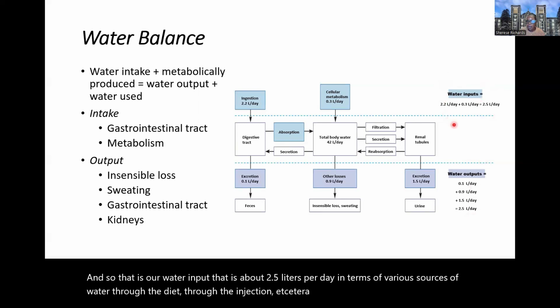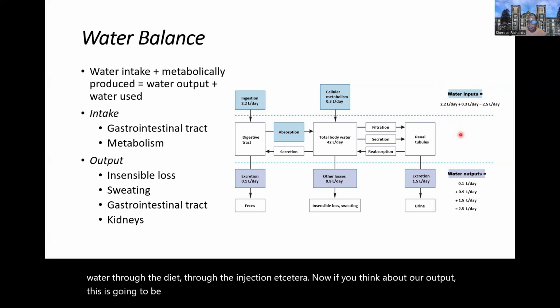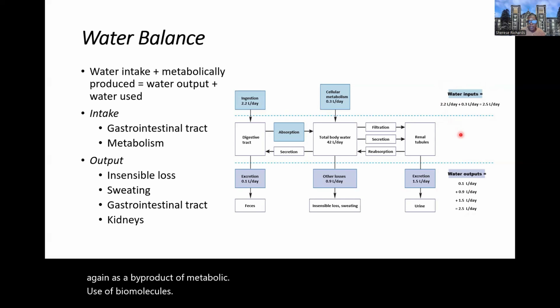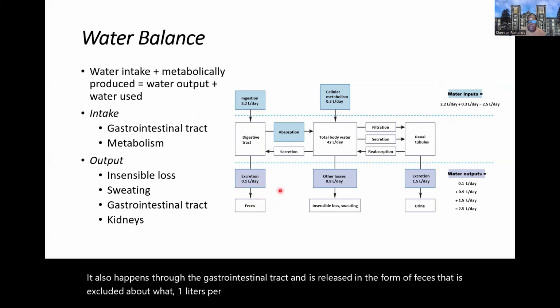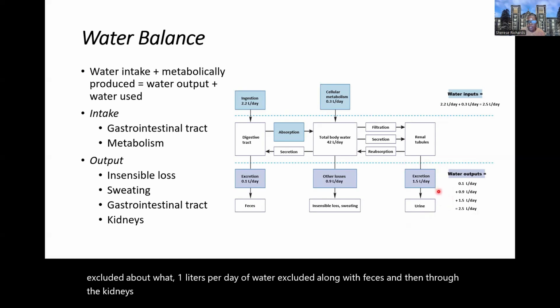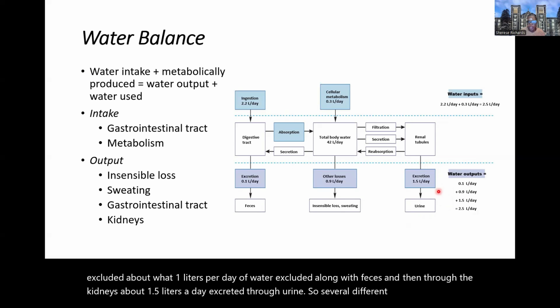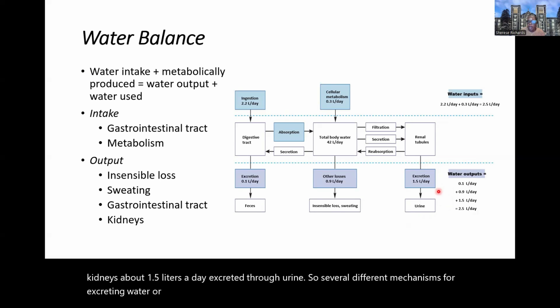Now, if you think about our outputs, this is going to be insensible loss, which means water loss through heat, through sweating, again, as a byproduct of metabolic use of biomolecules. It also happens through the gastrointestinal tract and is released in the form of feces, that is excreted about 0.1 liters per day of water excreted along with feces. And then through the kidneys, about 1.5 liters a day excreted through urine. So several different mechanisms for excreting water, or water output or water loss.